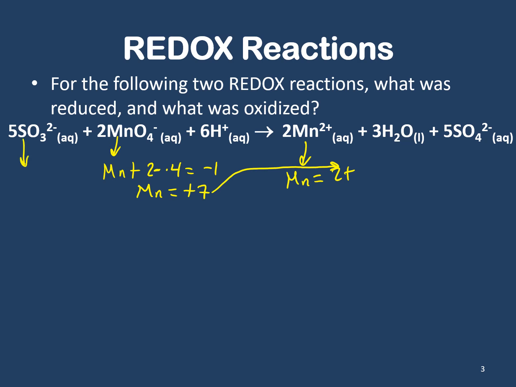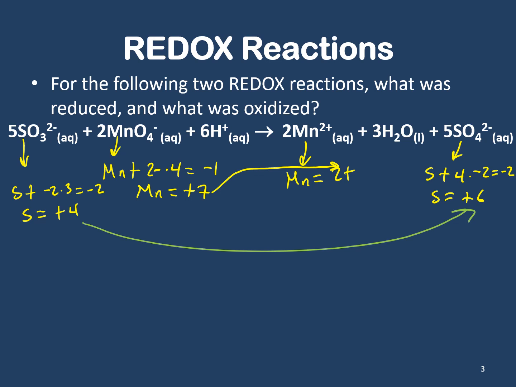At the same time, if we look at sulfur in sulfite, we have S's oxidation number plus -2 times 3 has to add up to -2. This tells me that sulfur's oxidation number in this compound must be 4+. Now, if we look at it over here, we have sulfur plus 4 times -2 has to equal -2. This tells me that sulfur's oxidation number over here is 6+. We went from 4+ to 6+. This was an increase in its oxidation number, so sulfur was oxidized.